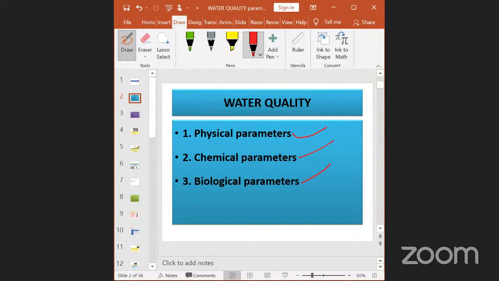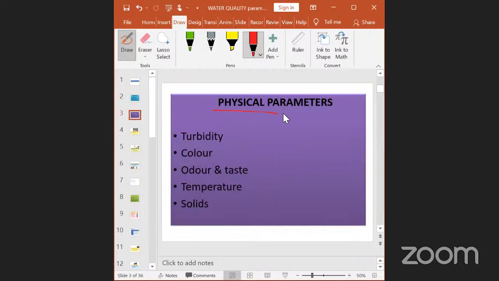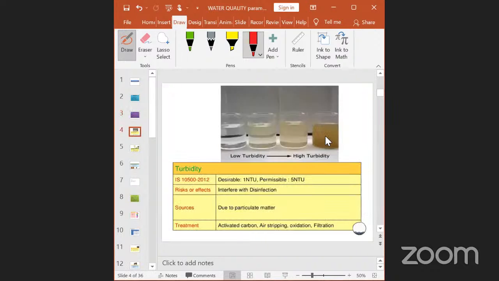So the first one is physical parameters. You see here, physical parameters. What are the physical parameters? Turbidity, taste and color, odor, temperature, and also solids. These are the physical parameters. Each parameter can be broken into subcategories also. The first one is turbidity. It is the cloudiness of water, or the water's clarity.